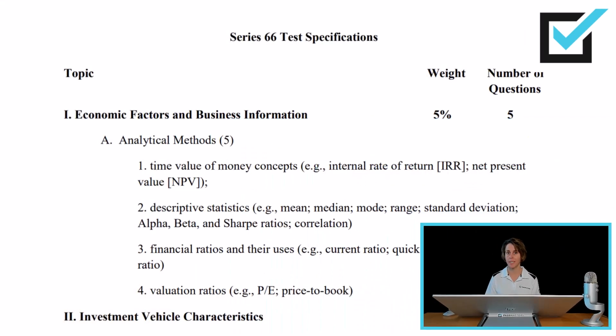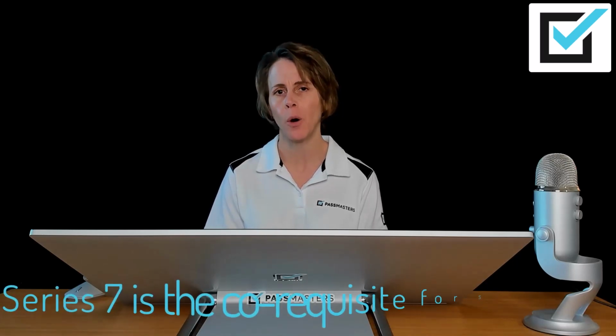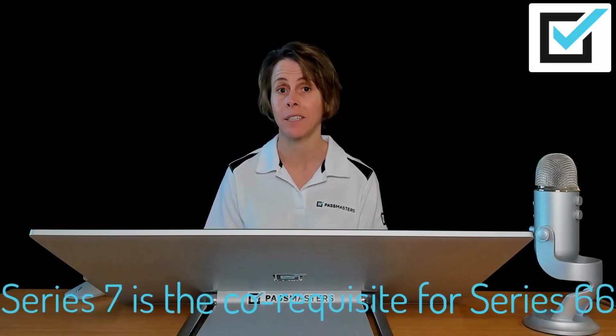As you can see here, the Section 1 heading is Economic Factors and Business Information. It is 5% of the test, 5 questions. Series 66 is a 100-question exam. Passing is a 73% or better. It has a co-requisite exam of Series 7.